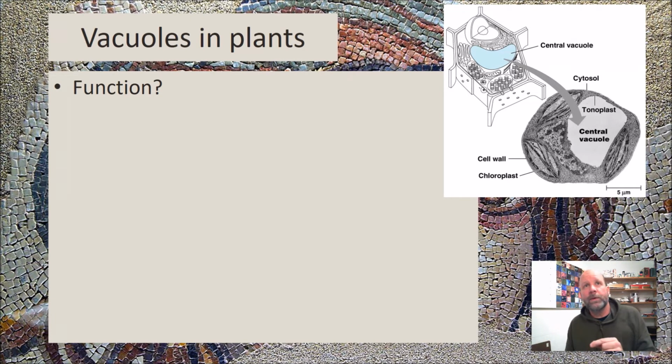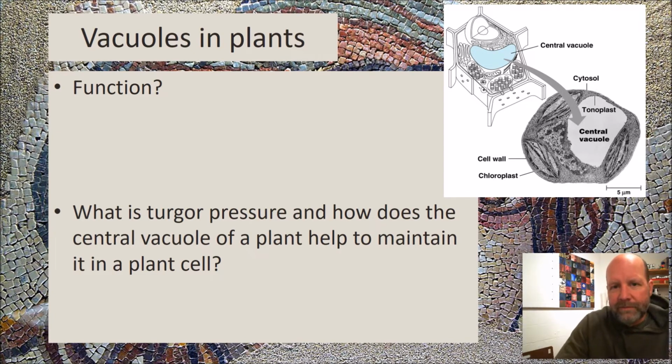In fact, if you remember when we did the catechol and polyphenol oxidase day with the graphs where we were looking at enzyme activity, I told you that the catechol is stored inside the central vacuole. The polyphenol oxidase is in the cytoplasm, and they only come together when the cell is damaged, right? So they're separated just by putting it in that central vacuole. One of the main functions of a plant vacuole is to provide turgor pressure.